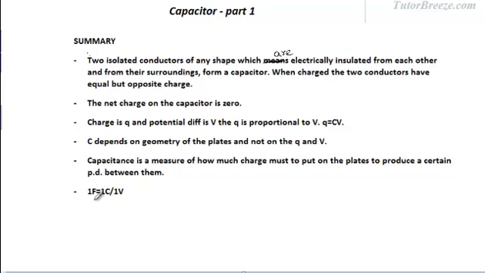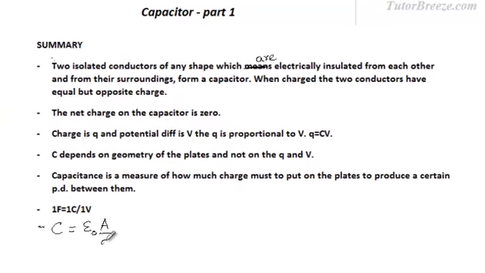The SI unit for capacitance is farad, and 1 farad is 1 coulomb per volt, and the capacitance of a parallel plate capacitor is given by epsilon naught A over D.